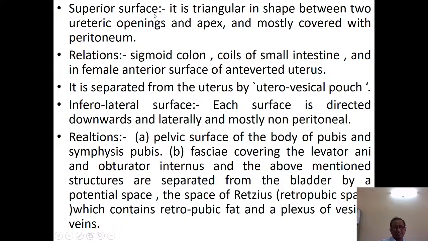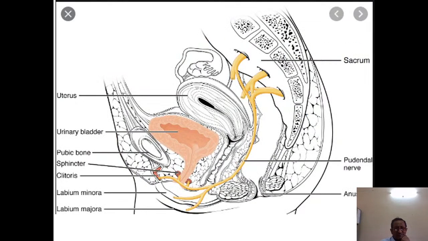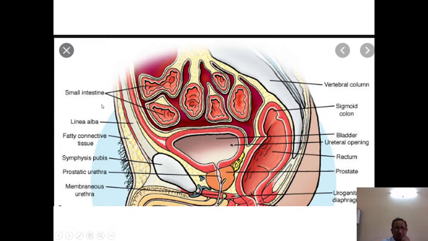Now the superior surface. It is triangular in shape, between the two ureteric orifices and the apex, and mostly covered with peritoneum. Sigmoid colon and coils of small intestine are in relation, and in female the anterior surface of the anteverted uterus is in relation. So here again I am showing this is the bladder and this is the superior surface, this is the posterior surface, and of course we have one lateral surface on this side and another on the other side.